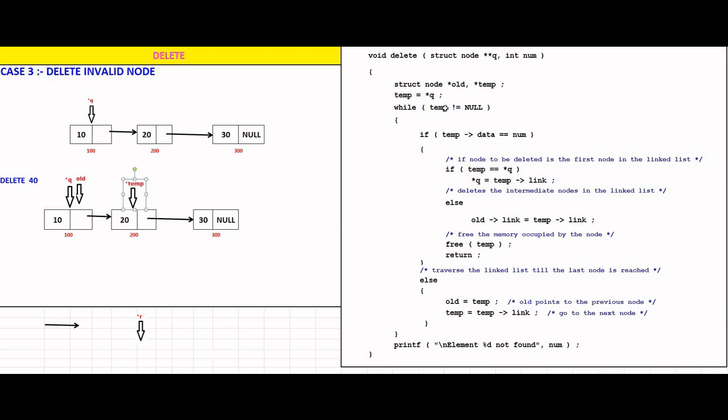Again we check, is temp null? No. Temp is having 200. Again, temp of data is equal to number? Temp of data is 20 and your number is 40. Are they equal? 20 and 40, no. So we again come here. Old is equal to temp, which means we keep old here, and temp is equal to temp of link. Now temp contains not null, it contains 300, the address of 30. Again check, is temp null? No. Temp of data is equal to number? Temp of data is 30 and your number is 40.